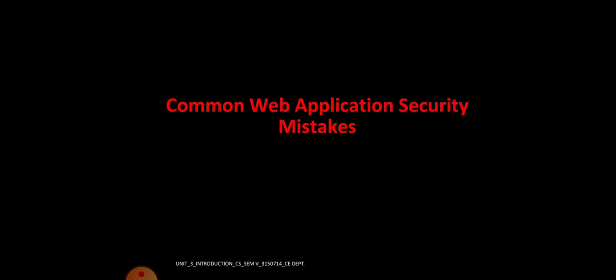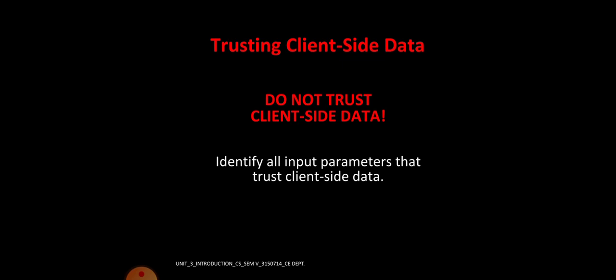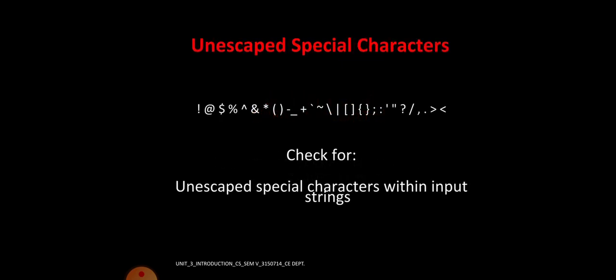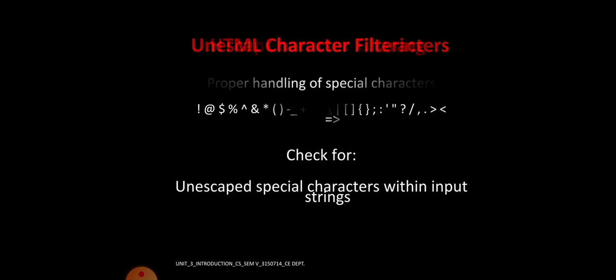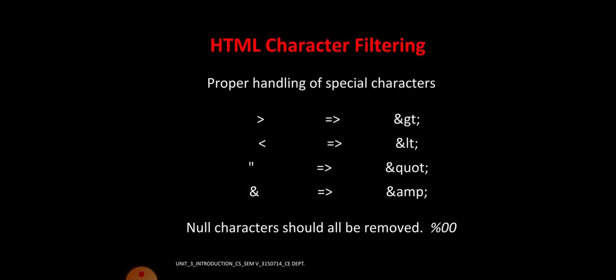Common web application security mistakes. Trusting client-side data. Do not trust client-side data. You need to identify all input parameters that trust client-side data. Unescaped special characters: here you are seeing all kinds of characters for unescaped special characters in an input string. HTML character filters: we are seeing a few basic operators.